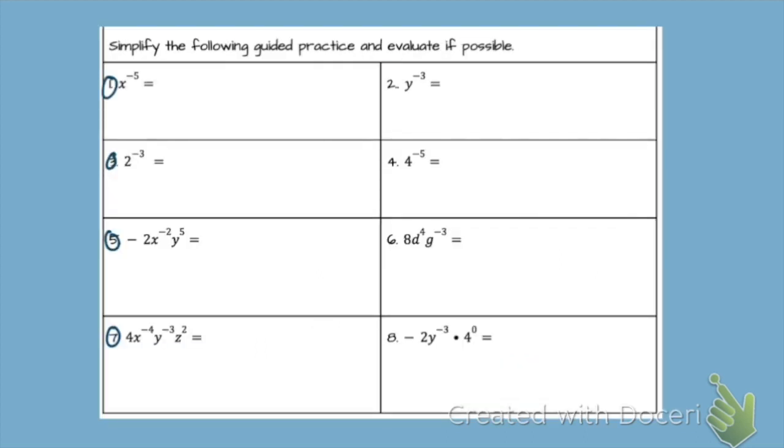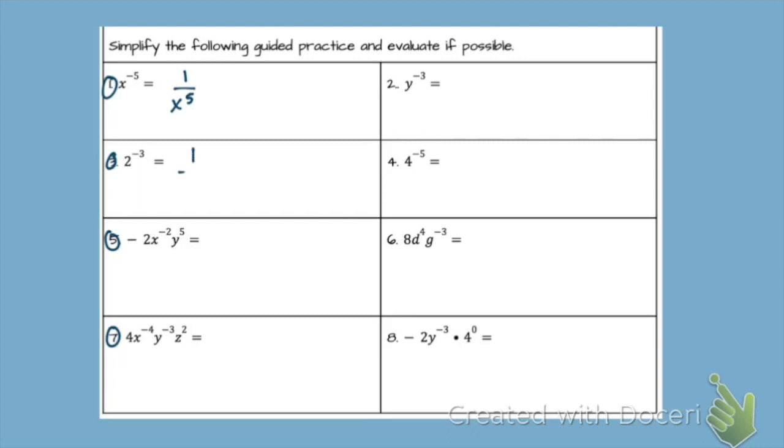Okay, for these examples, I'm going to go over examples 1, 3, 5, and 7 with you, and then have you work out the even numbers. So first of all, example 1, x to the -5th, we are going to apply the reciprocal and move it to the bottom of the denominator since we have a negative exponent. And when we do that, our exponent becomes positive. So we get 1 over x to the 5th.